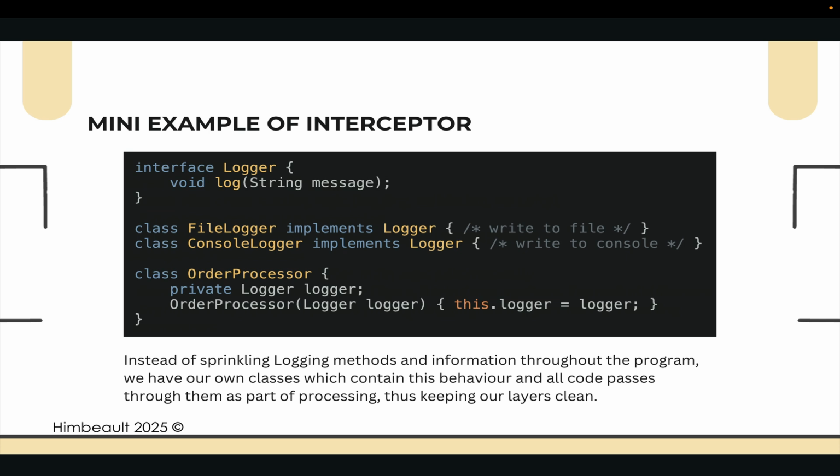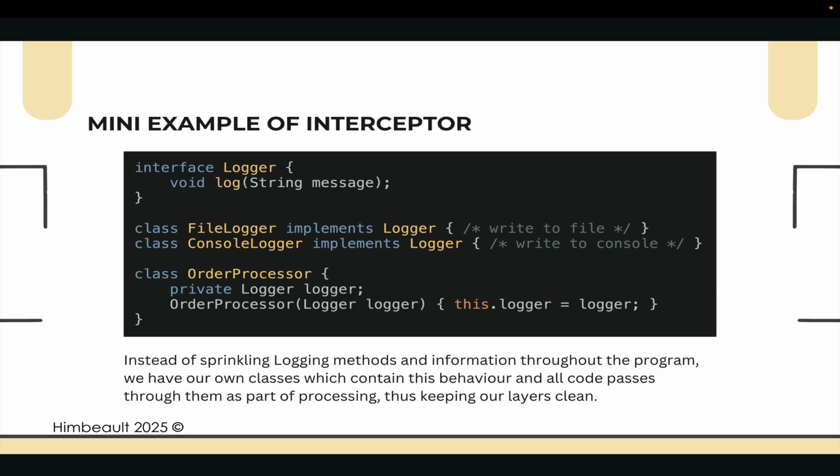So here's a mini example of an interceptor. We have that interface log, and we have the two different loggers here. We have a file logger and a console logger. So we can write to a file or write to a console. If we're debugging, we can write to our console and it's helpful. If we're not debugging, a file logger would be more helpful so that we can access everything after the code is finished completing, right?